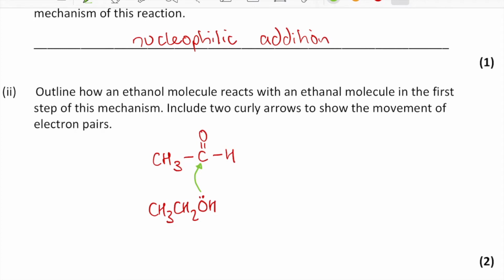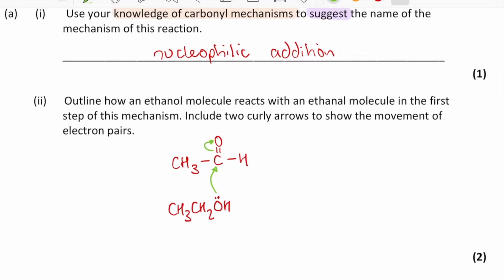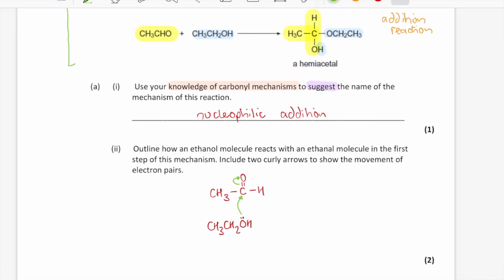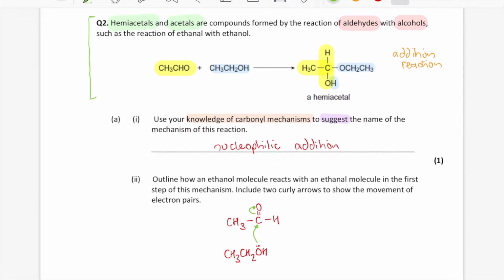So we have an arrow from the lone pair to the delta positive carbon, and then a second arrow which shows the movement of the pi electrons onto the oxygen. And there we go, there's our answer to that question. So we might have been thrown by what it said right at the beginning, but actually this is a question so far about aldehydes and ketones in terms of the topics that we've done. Okay.